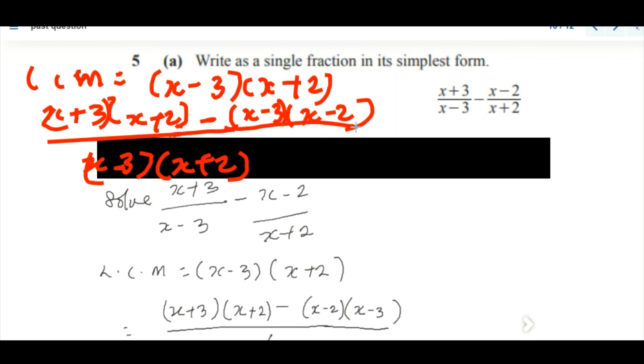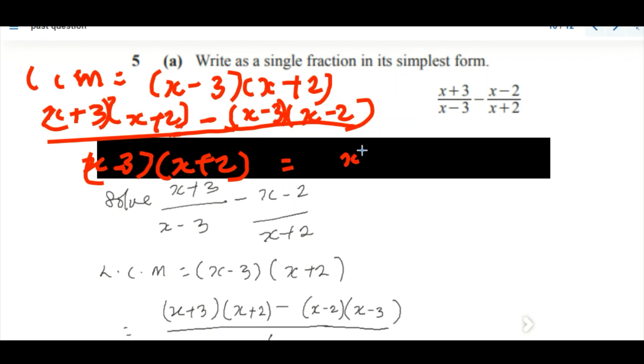So what else are we going to do here? We are going to open this bracket. That is the next thing we are doing. Let's quickly open the bracket. You multiply x with everything that we have here, x plus 2. Multiply 3 with x plus 2. Multiply x with x minus 2. Multiply minus 3 with x minus 2. So we can have this as our answer.